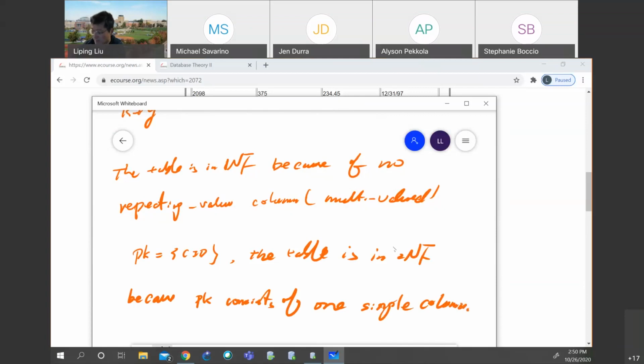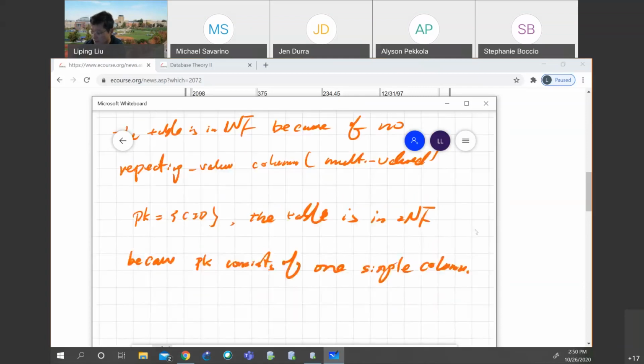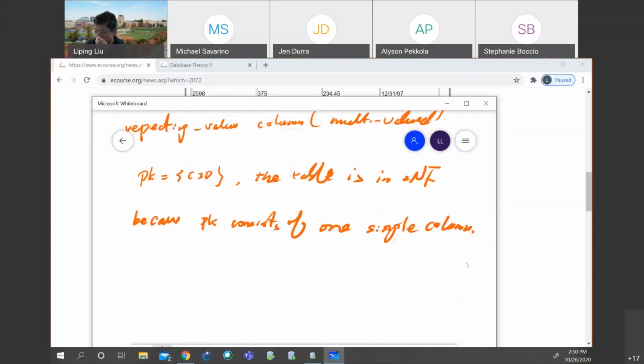So you can make a judgment, because if you have only a single column, the whole is a part is a whole, right? So there will be no partial functional dependencies, okay? So there will be no partial FDs.